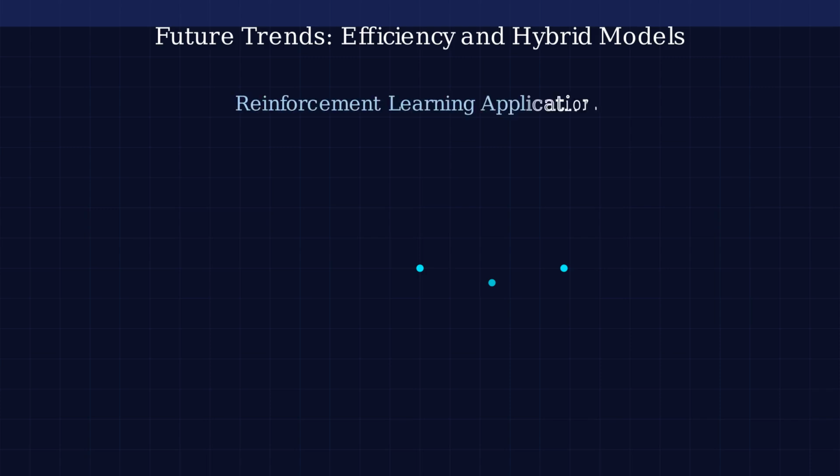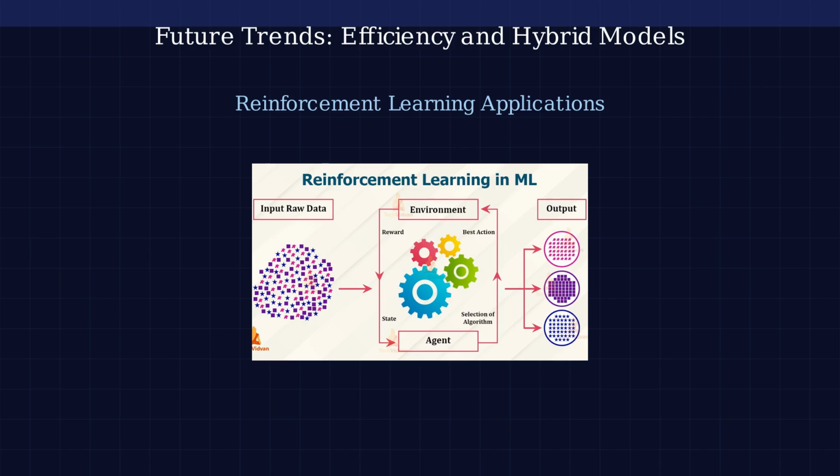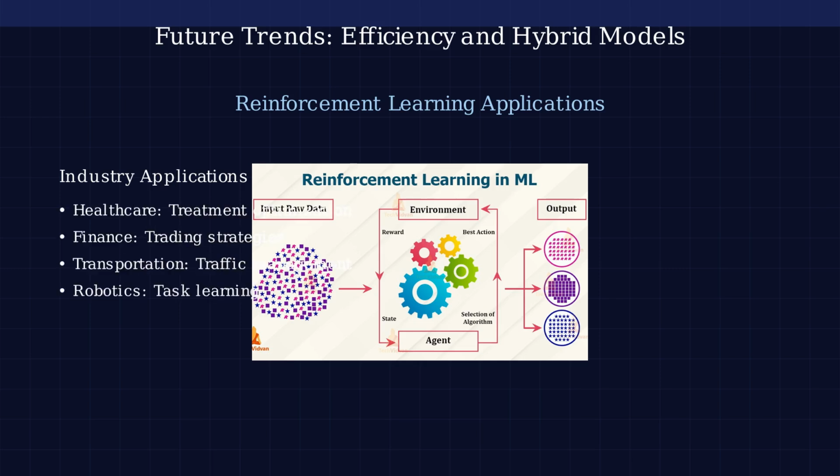Reinforcement learning is a powerful approach that allows AI systems to learn through trial and error interactions with an environment. This technology is becoming increasingly prevalent in various industries, including healthcare for treatment optimization, finance for trading strategies, transportation for traffic management, and robotics for task learning.